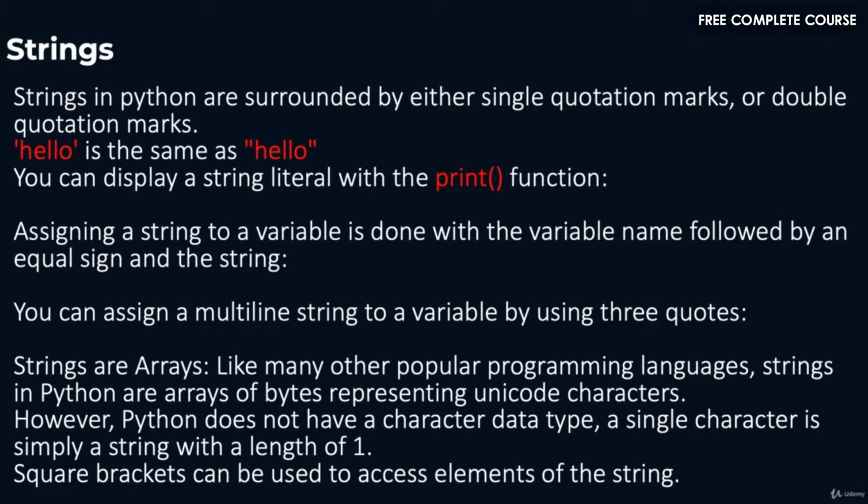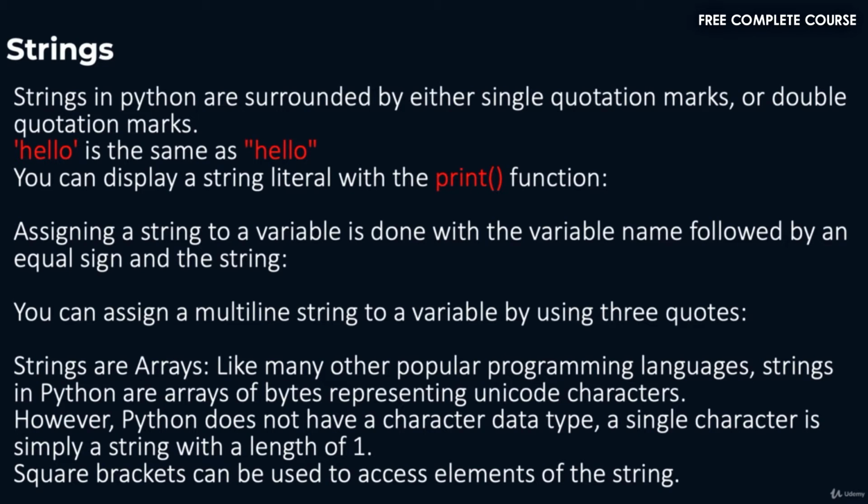Assigning a string to a variable is done with the variable name followed by an equal sign and the string. You can assign a multi-line string to a variable by using three quotes. Strings are arrays like many other popular programming languages. Strings in Python are arrays of bits representing Unicode characters. However, Python does not have a character data type. A single character is simply a string with a length of 1.